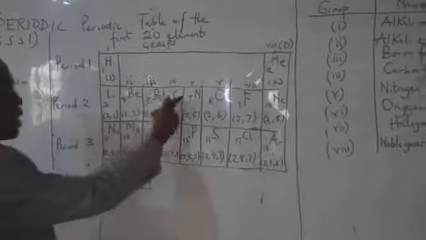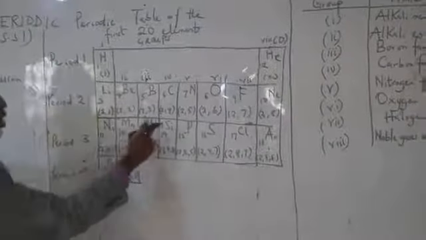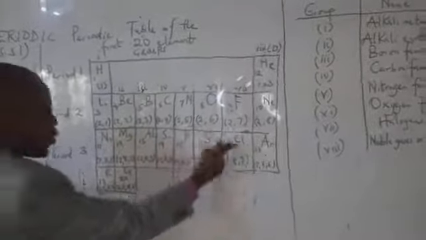In period 2, we have lithium, beryllium, boron, carbon, nitrogen, oxygen, fluorine. In period 3, we have sodium, magnesium, aluminum, silicon, phosphorus, sulfur, chlorine, argon. Then in period 4, we have only 2 elements, potassium and calcium.